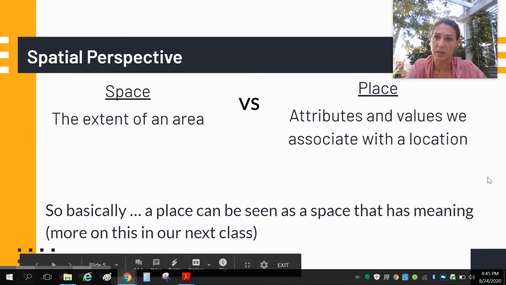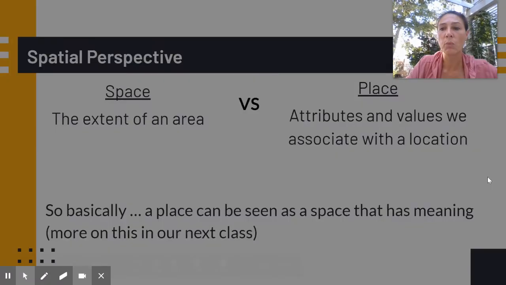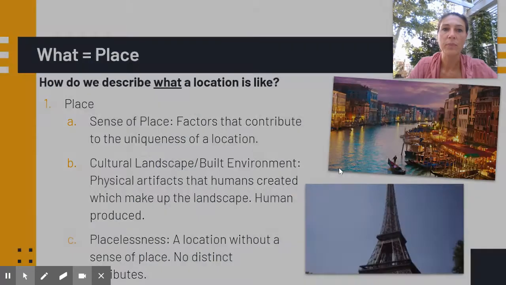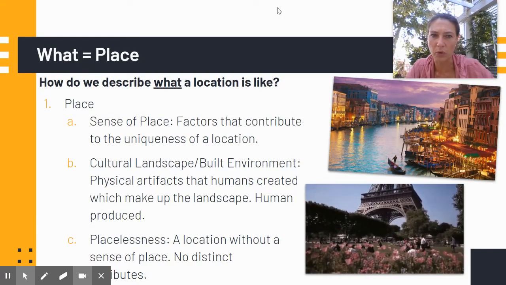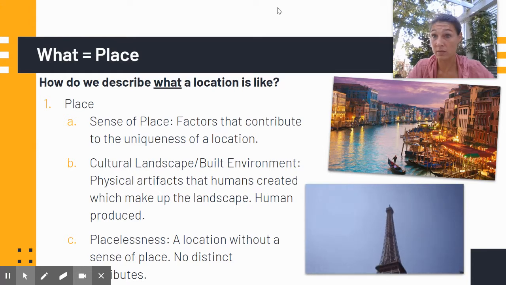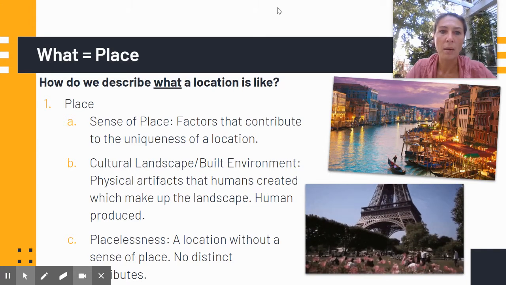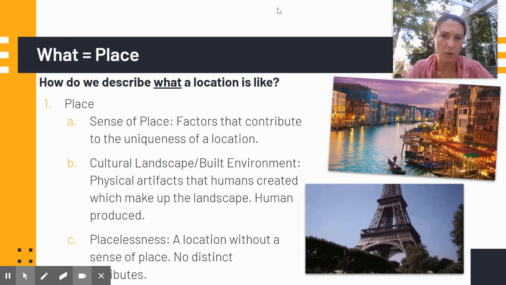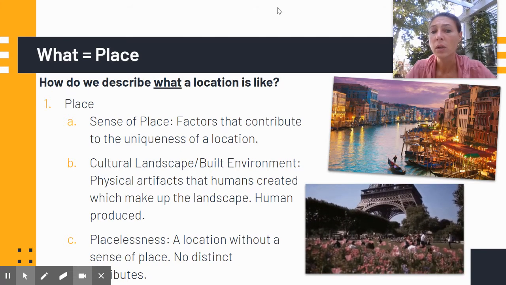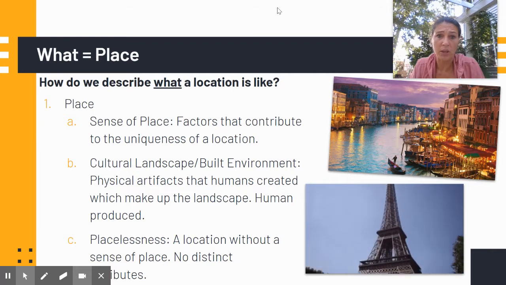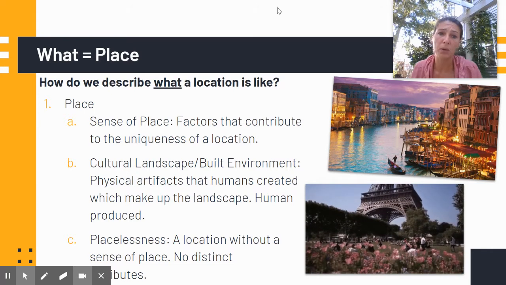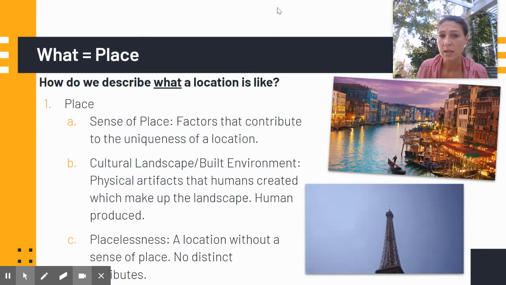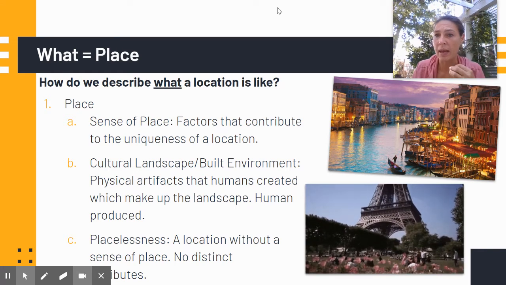And I'll show you how this works in our next class. So when we're talking about place, this is actually a really important concept in this course. So how do we describe what a location looks like? You read a little bit about this, so I'm going to skip the first one. You might just literally describe the things that you see, the cultural landscape, the built environment, the physical artifacts that humans create that make up the landscape.